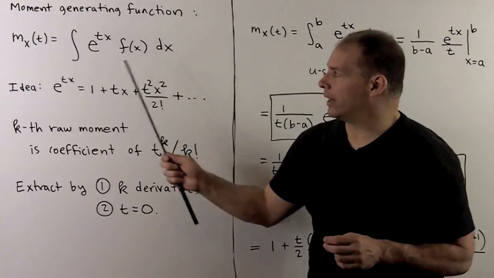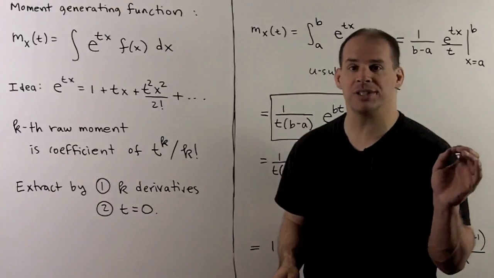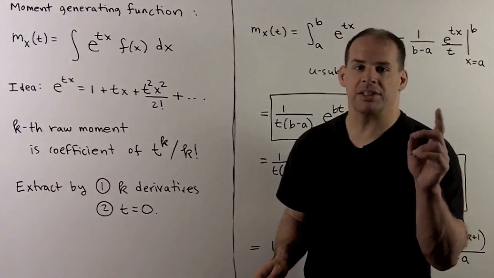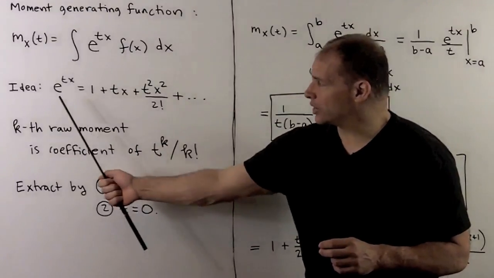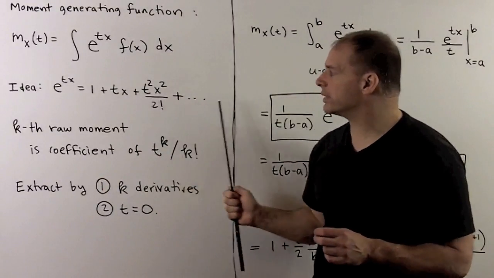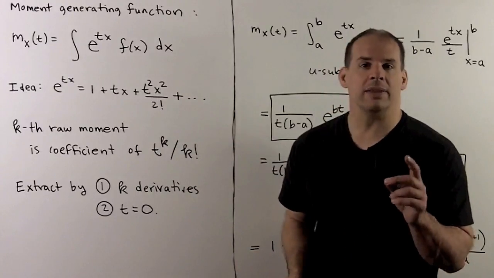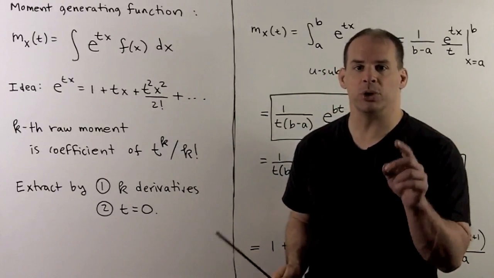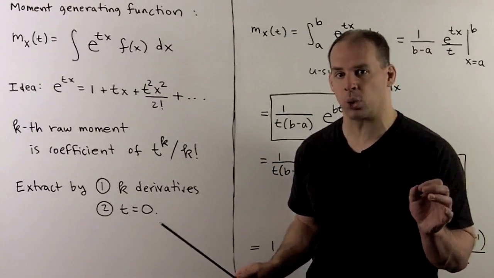Now, when this integral is defined, okay, that'll be when our moment generating function is defined. We make sense of this by noting e to the tx, we can expand this out as a power series. And if we take this integral term by term, then the kth raw moment for our distribution is just going to be the coefficient of t to the k over k factorial.